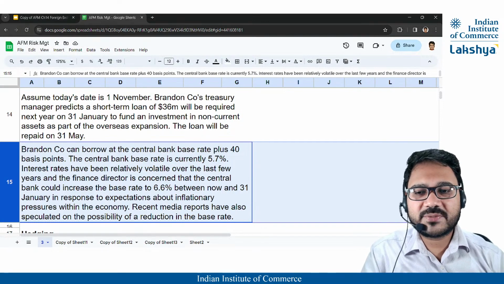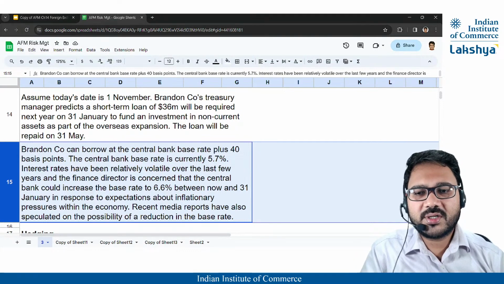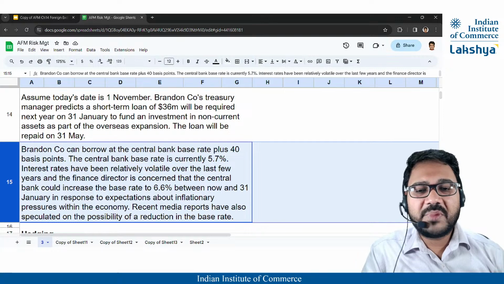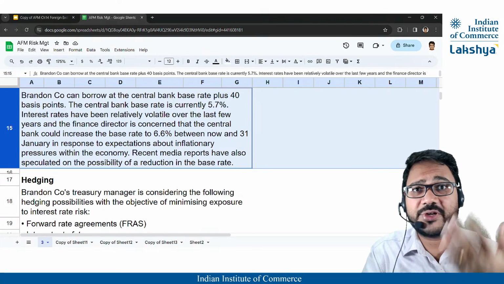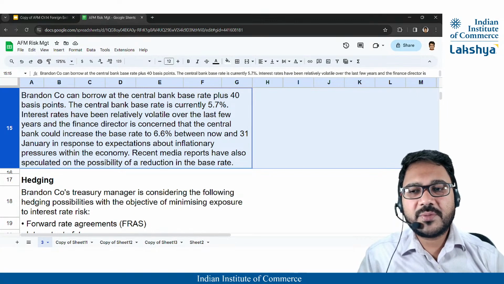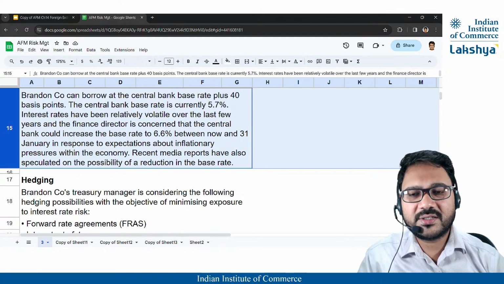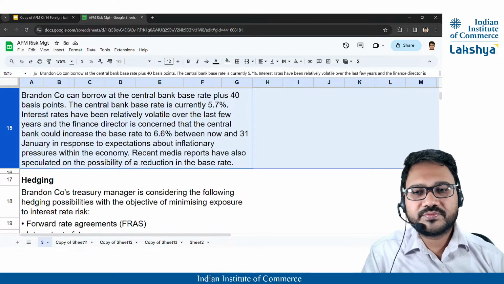However, recent media reports have also speculated on the possibility of a reduction in the base rate. Now, we don't know how much we can rely on these media reports, but they are speculating that possibly base rates may come down. But if there are no signs of inflationary pressures coming down, this is where you can show your commercial acumen by saying that if inflationary pressures do not seem to be cooling down, interest rates being cut is highly unlikely. So probably the director has a proper concern, provided that inflationary pressures are not cooling down. We don't know on what basis the media is speculating a rate cut.